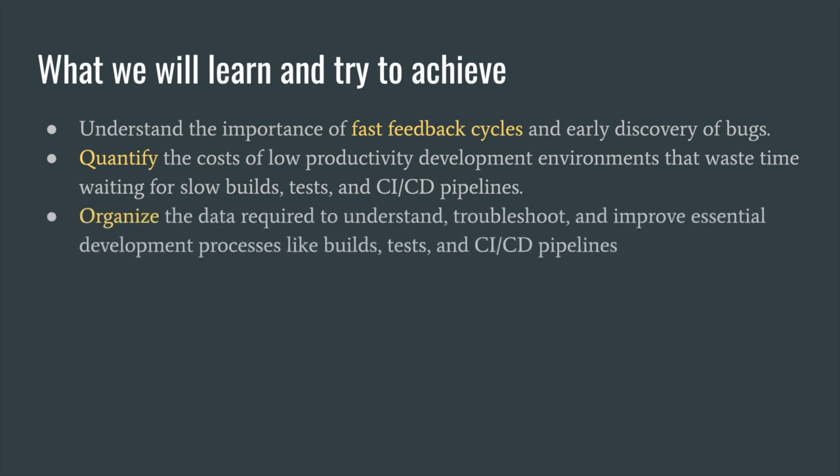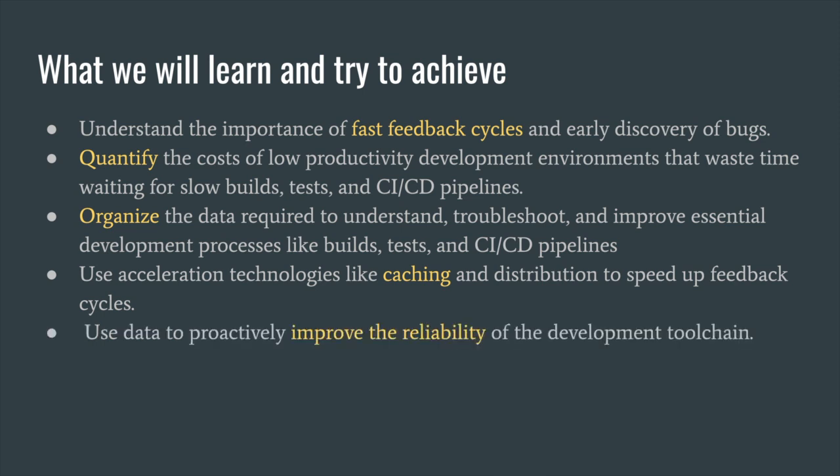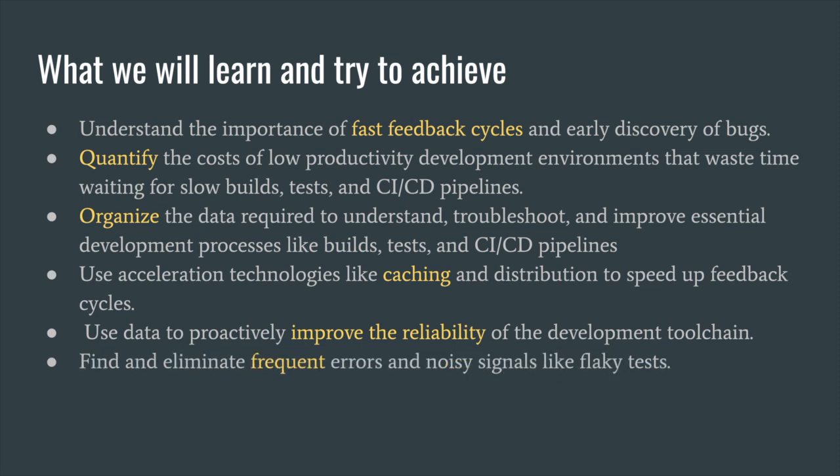Next, we will organize the data required to understand, troubleshoot, and improve essential development processes like builds, tests, and CI/CD pipelines. We will also use acceleration technologies like caching and distribution to speed up feedback cycles. We will use data proactively to improve the reliability of the development toolchain. And finally, we'll find and eliminate frequent errors and noisy signals like flaky tests.